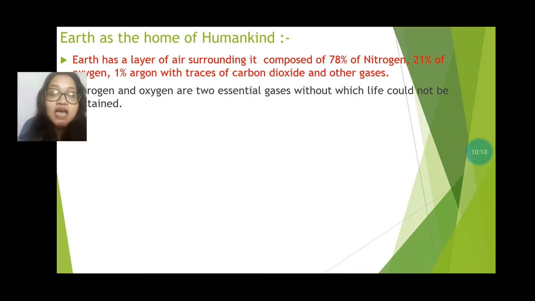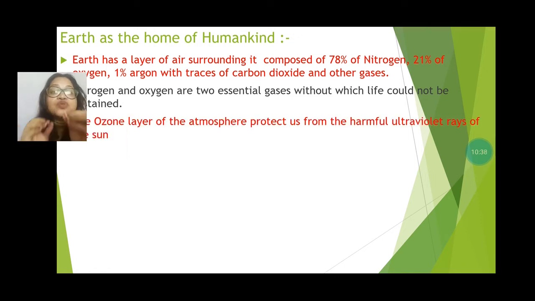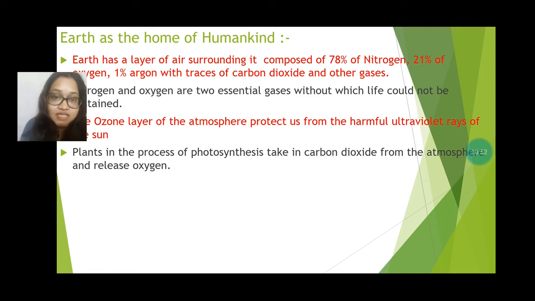Why? Because earth has a layer of air surrounding it, which is composed of 78% nitrogen, 21% oxygen and 1% argon, and there are also other gases like carbon dioxide. Nitrogen and oxygen are the two essential gases without which life cannot exist. And one most important thing, the ozone layer of the atmosphere protects us from the ultraviolet rays of the sun. Plants in the process of photosynthesis take in carbon dioxide and release oxygen.